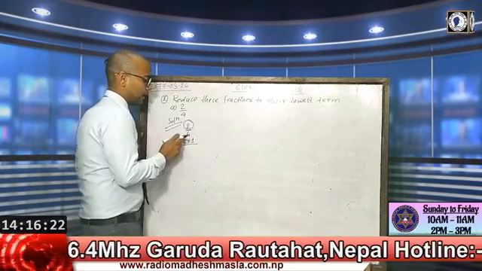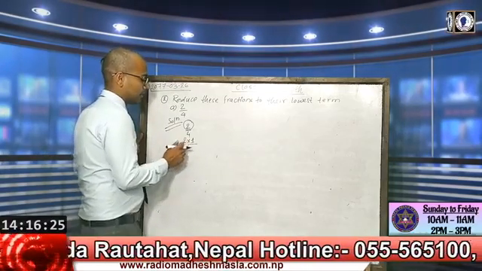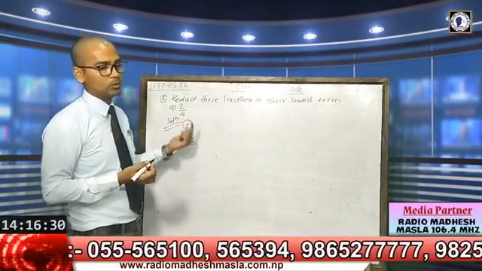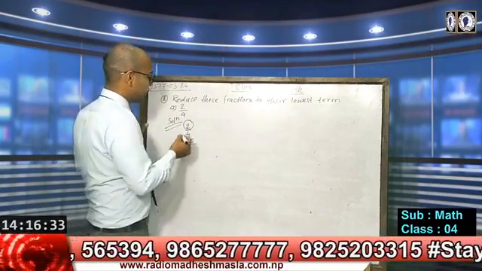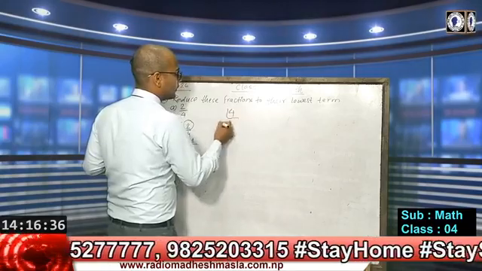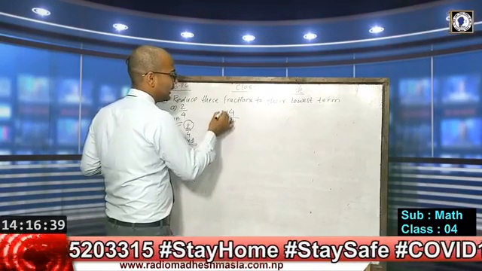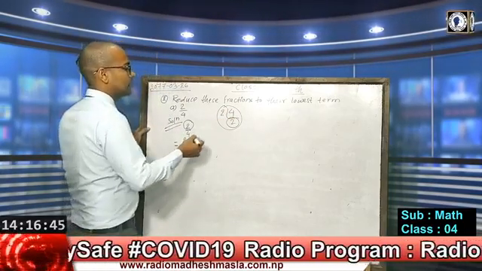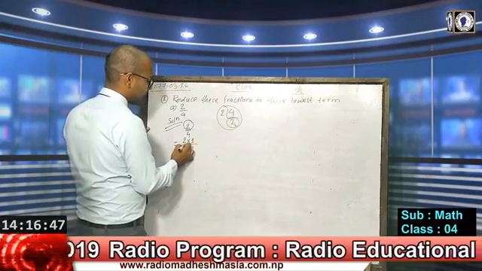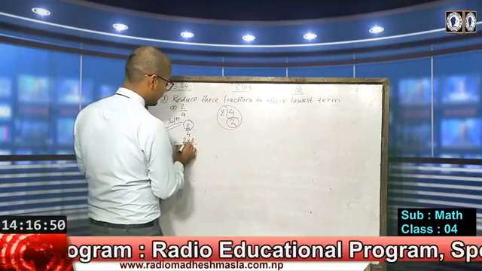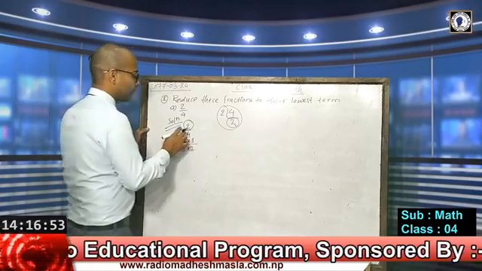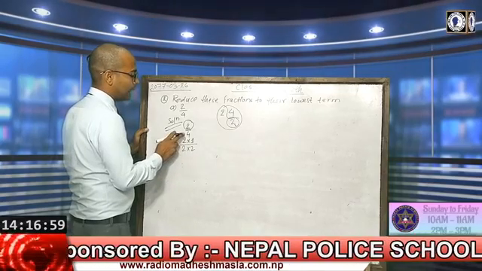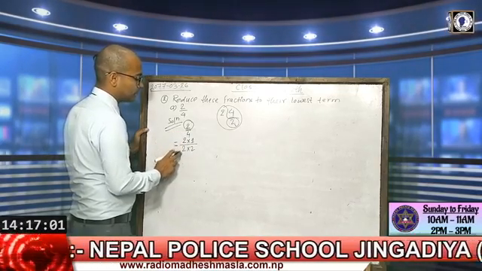In the first table of 2 we get 2, that means the only factors in 2 are 1 and 2. In the same way for 4, when we divide 4 by 2 we get 2, which is also a prime number, so we leave the factorization there: 2 into 2. So in place of 2 we have written 2 into 1, and in place of 4 we have written 2 into 2.